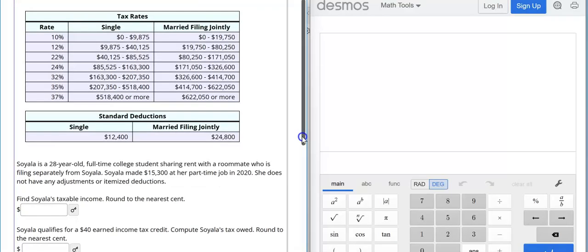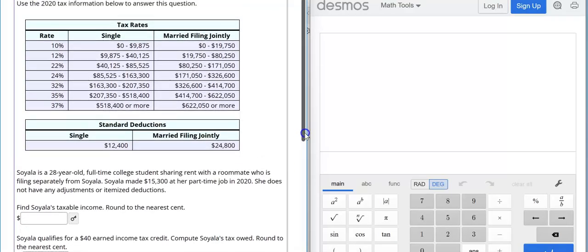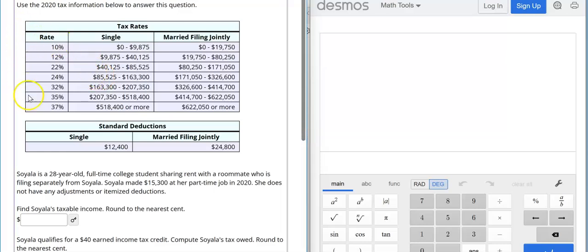So let's do this question here. You see the first box here is the tax rate and the second table is the standard deduction. Here we only choose filing status single and married filing jointly. We don't have other columns like head of household or married filing separately because we didn't need those. Here is the standard deduction for single, 12,400. Married filing jointly, standard deduction is 24,800.